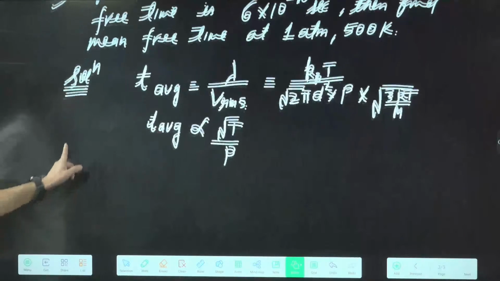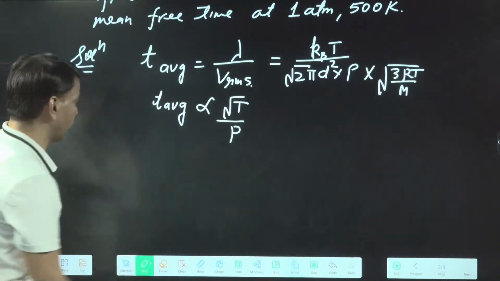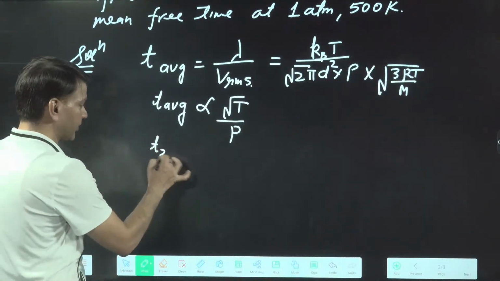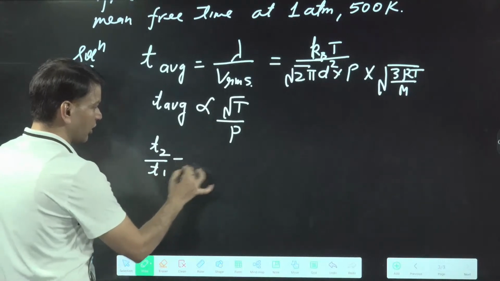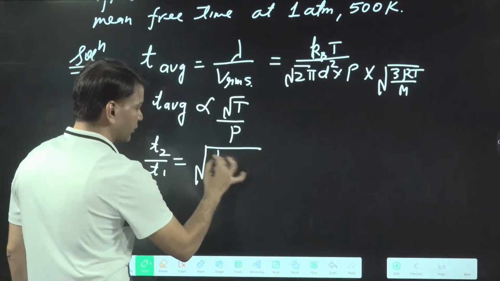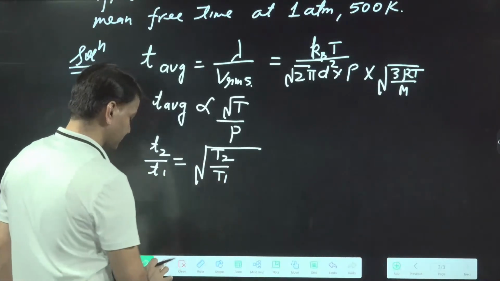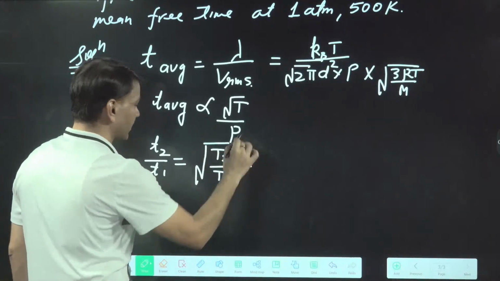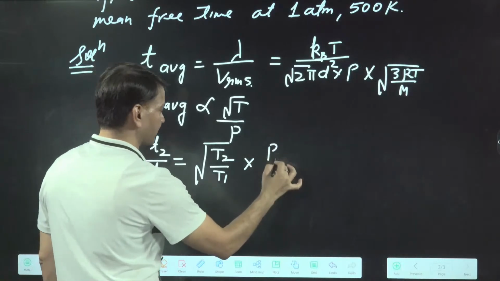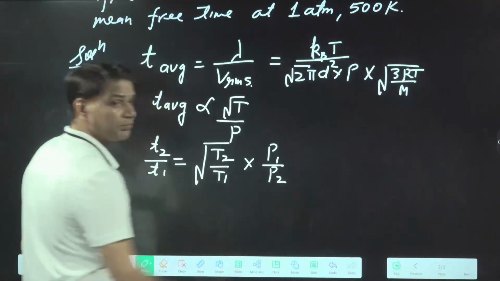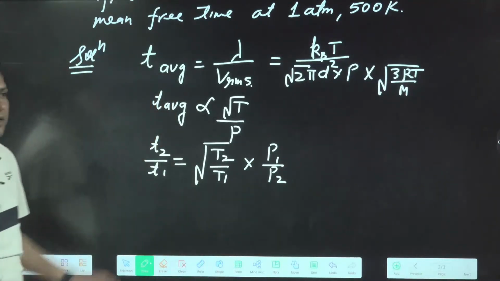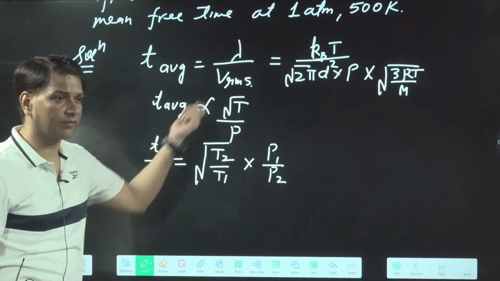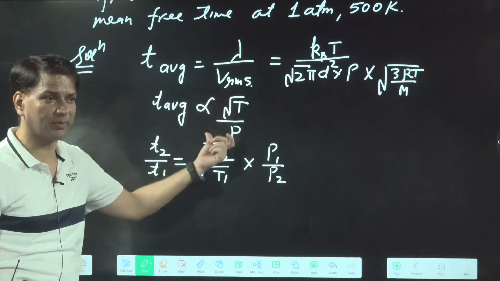Everybody got it? Now directly I can say what? T2 by T1 is equal to under root of T2 by T1, and pressure will get reversed, then you will get P1 by P2. Okay, I got the proportionality: T average is directly proportional to under root T by P.